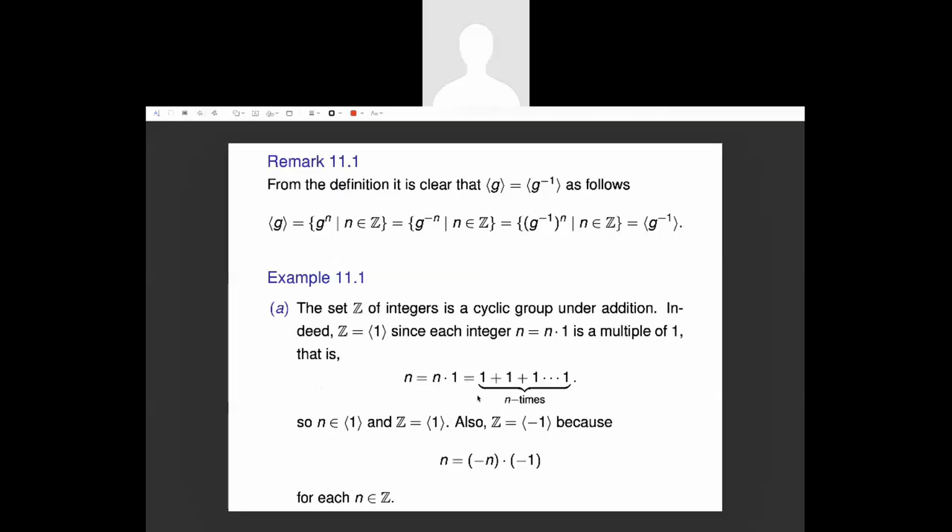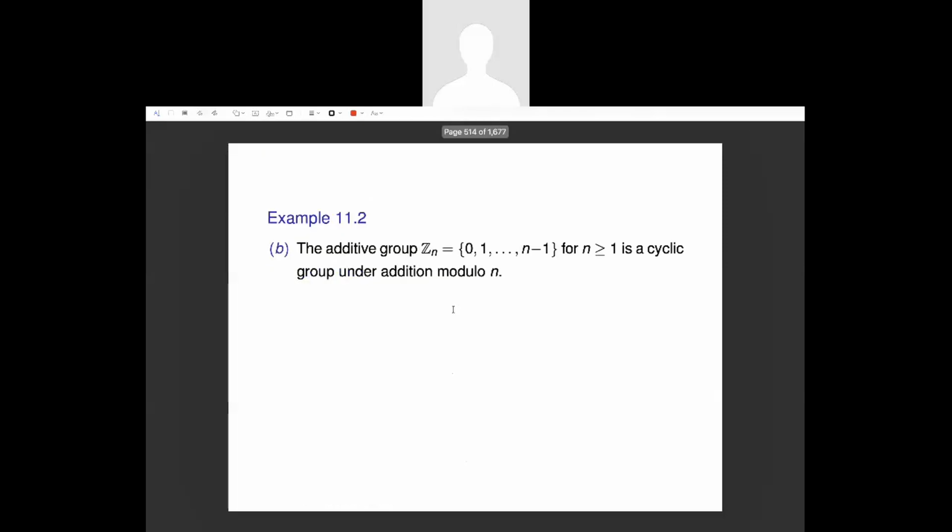But there is no other element in Z except 1, and also minus 1, which can generate the whole group, because any n can be written as n times 1, or minus n times minus 1. Here n is an element of Z, the set of integers. So this set of integers is a cyclic group, and it has only two generators: one is 1, another is minus 1.